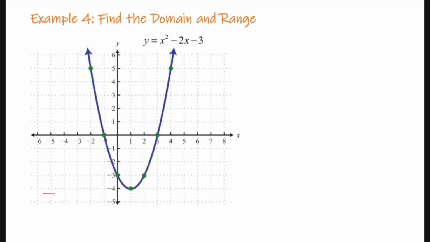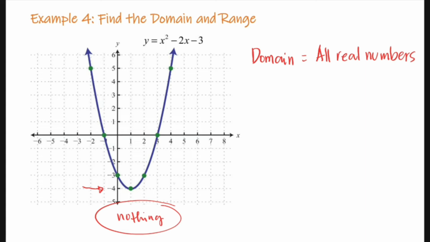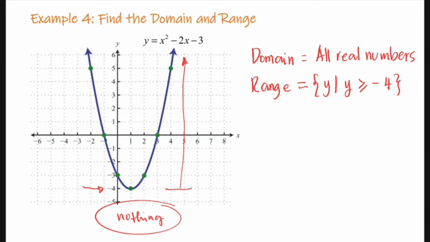The x values extend on both sides, therefore, the domain would be all real numbers. But for the range, the graph has no values below -4. So, all values of y are above -4. So we write the range as all values of y such that y is greater than or equal to -4.